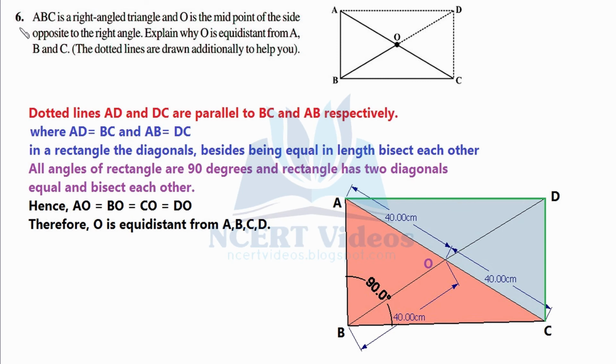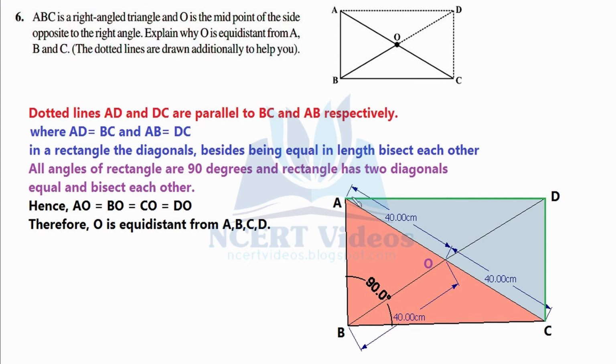Last question of this exercise is question number 6. It says ABC is a right-angled triangle. So let's go to the figure part. ABC is a right-angled triangle. It simply means whatever is written in between these vertices will have a right angle, that we have learned from the previous standard. Therefore, this triangle has 90 degrees at vertex B.